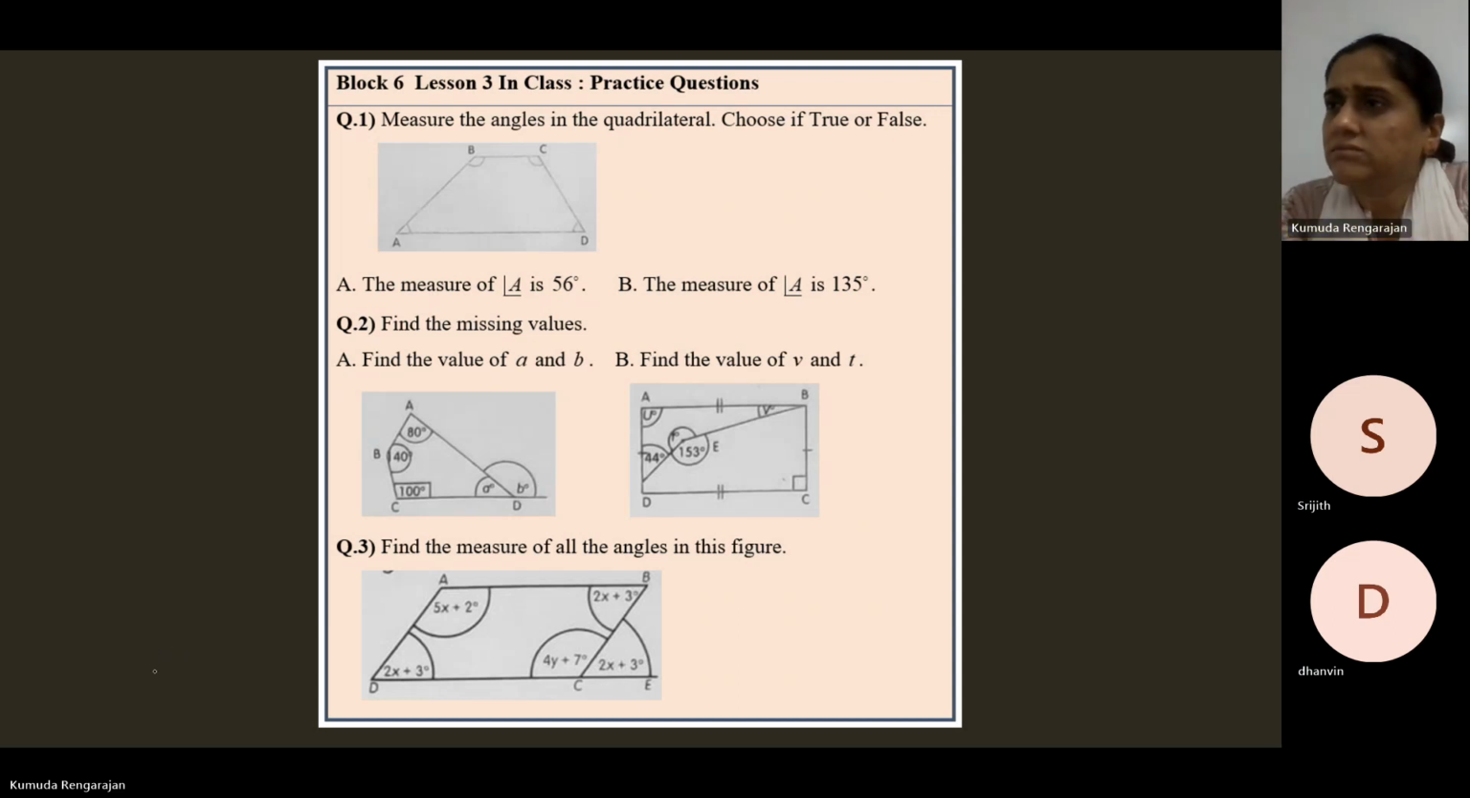For B, you can, louder. You don't need to use another letter. You don't have to find. Yeah, directly you can say is equal to 360.